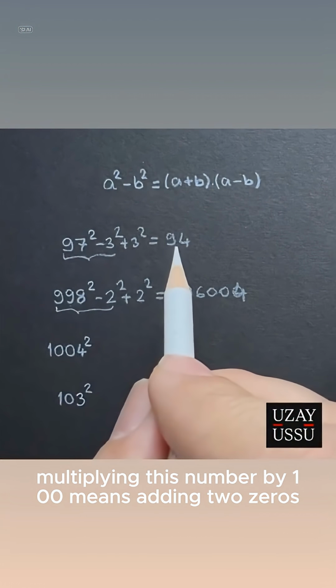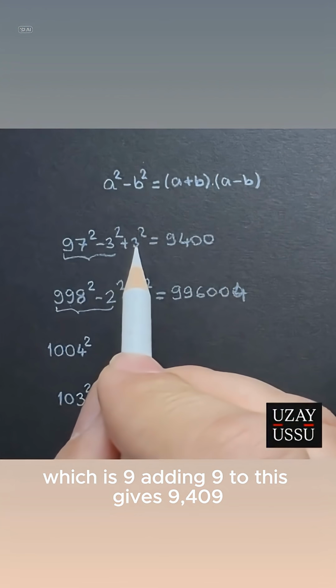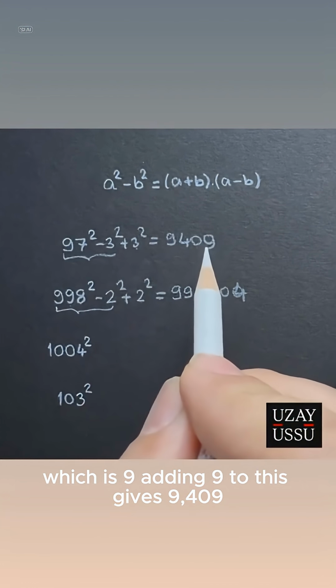Multiplying this number by 100 means adding 2 zeros. Then we have the square of 3 left, which is 9. Adding 9 to this gives 9,409.